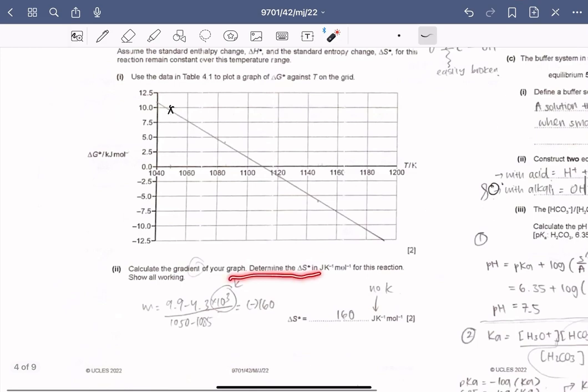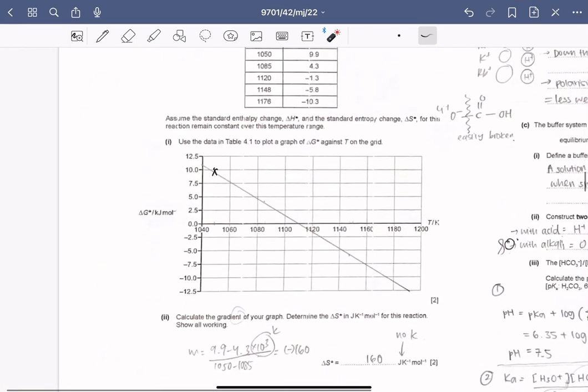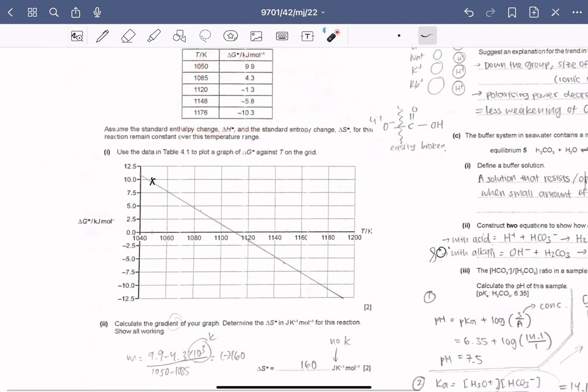Okay, calculate the gradient of your graph. So in order to calculate the gradient of a graph, I actually use this data rather than taking points in here, which is much more difficult. So y2 minus y1 over x2 minus x1. That's the formula for gradient. 9.1 minus 4.3 times 10 power 3, because k, kilo, over 1050 minus 1085, I get negative 160, and this is not in kilos, so that's why I put times 10 power 3 here. Don't forget that, that's actually important.